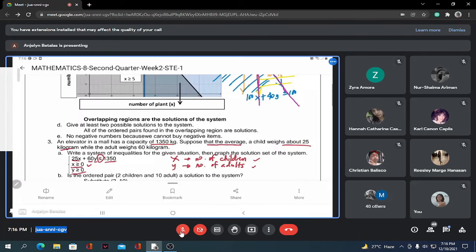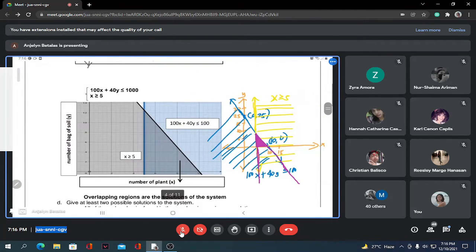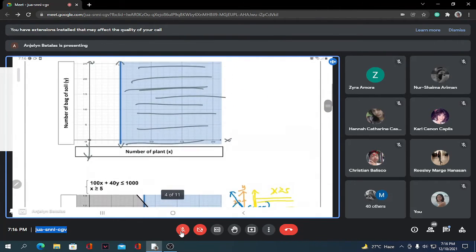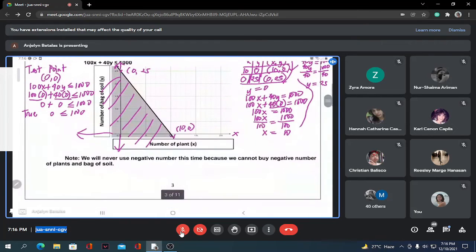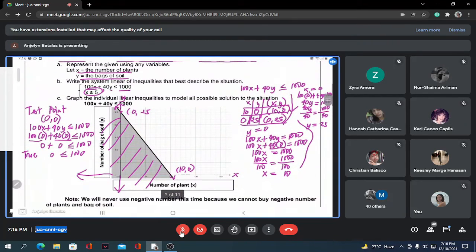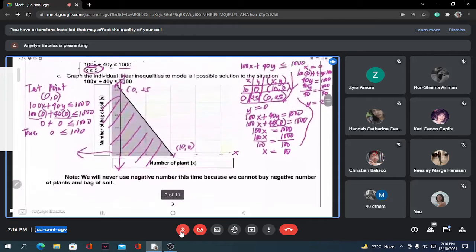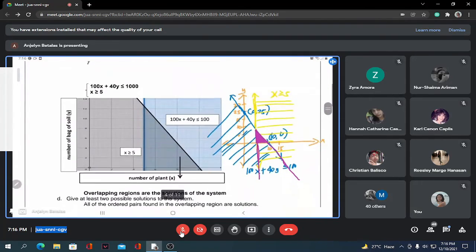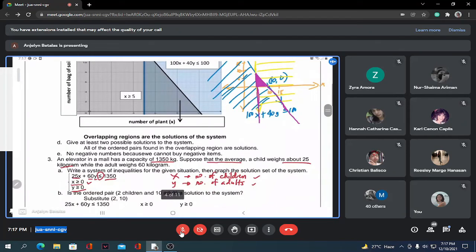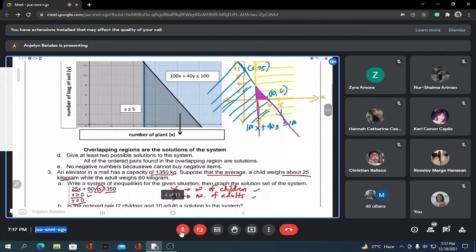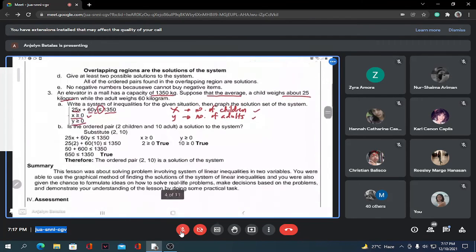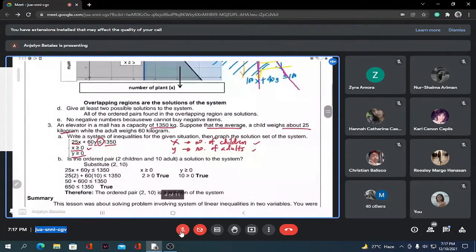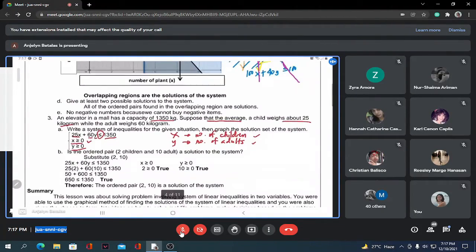To be strict, it is lacking y is greater than or equal to 0. The y is the number of bugs of soil. But at least it is discussed below. The shaded part there, all pink, means y cannot be below 0.